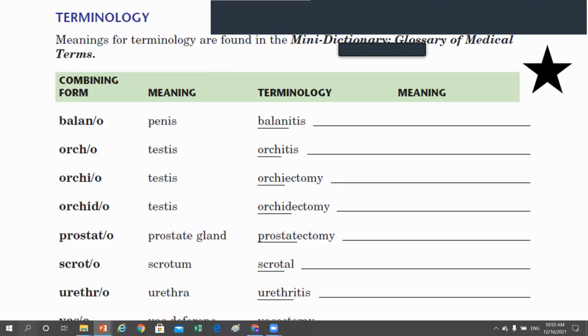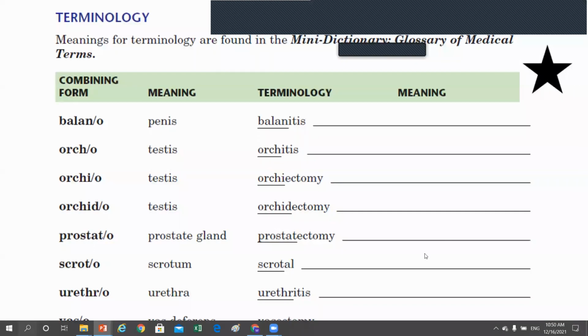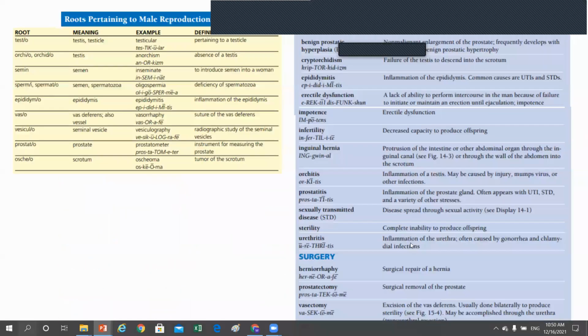Then for scrotum, we will be using scrotal. For example, the scrotal sac, where the testes are enclosed. Urethro, for urethra, urethritis. So this term. Then let us see the terms for the roots. On one side, you will see the roots, on the other, the disorders, various disease conditions.